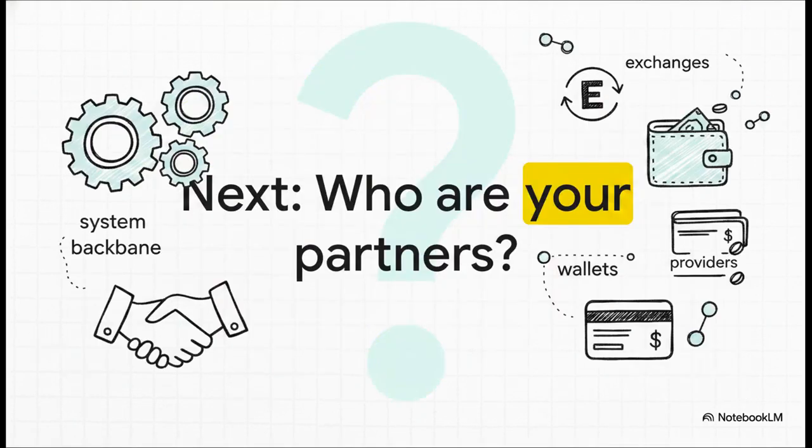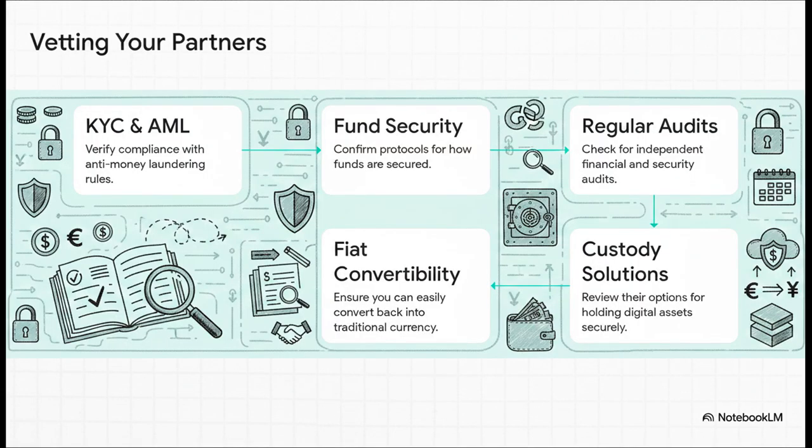Now, you're not going to be doing this all on your own. So the next big step is picking the right partners. We're talking about the exchanges, the wallets, the payment providers. These guys are going to be the engine room for your whole new system. And this is where you really need to do your homework. You have to check that they're fully compliant with things like anti-money laundering rules. You need to know exactly how they keep funds secure. You've got to check for regular, independent audits. And, super important, you have to make sure you can easily convert your stablecoins back into regular money whenever you need to.